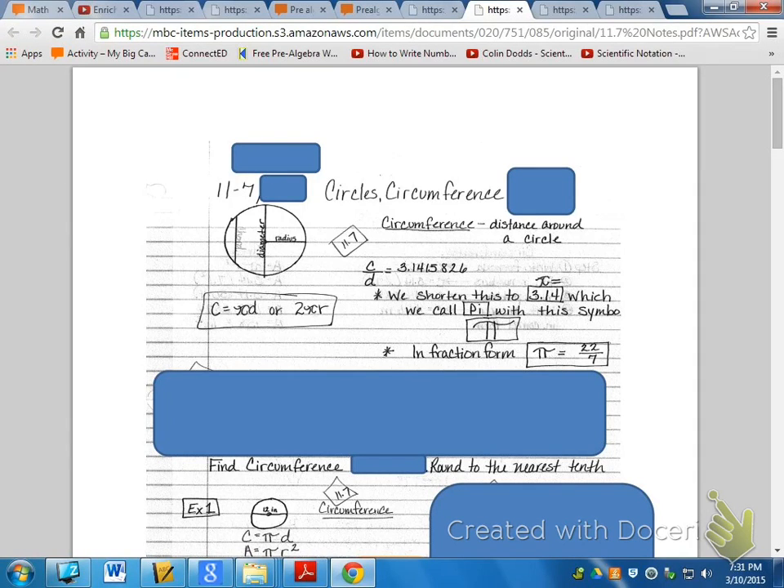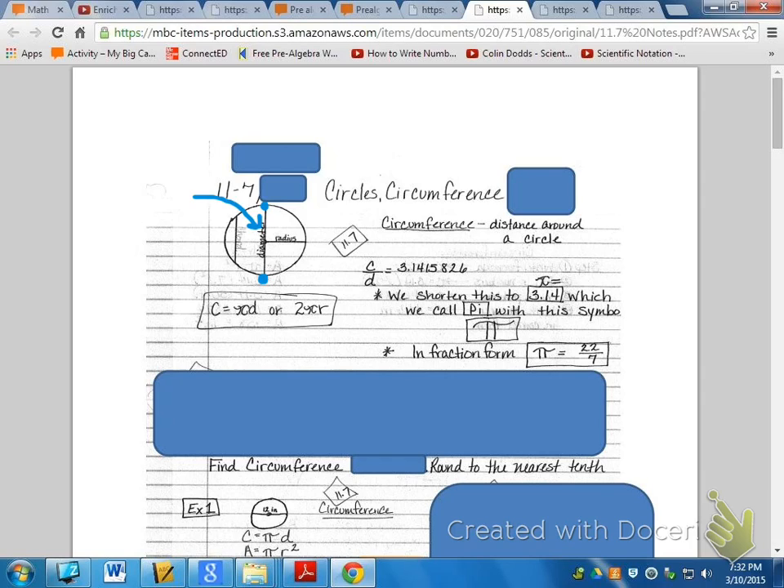All right, we're going to look at 11.7, circles and circumference. We're going to look at some vocabulary that we need to know in dealing with circles. Probably the most common would be the segment that goes through the center, which would be a diameter. It goes from one point on the circle through the center to another point on the circle.